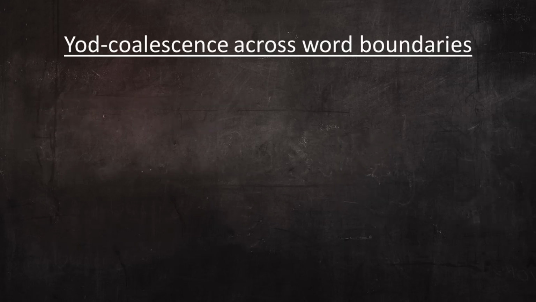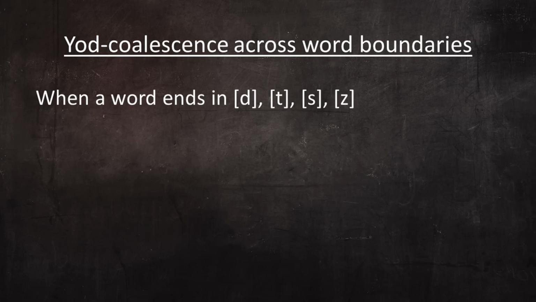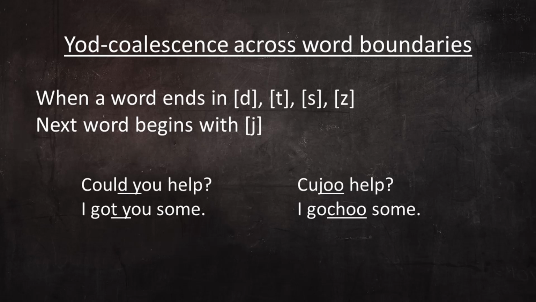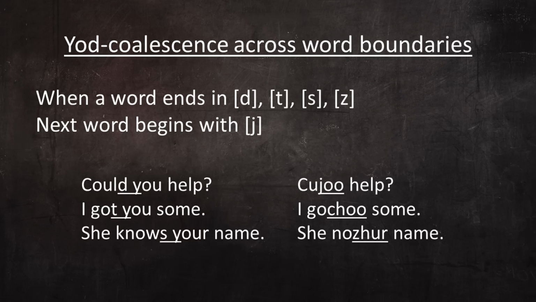In English, yod-coalescence may also occur across word boundaries when one word ends in one of these consonants and the next word begins with a y sound. Here are some examples. Could you help becomes could you help. Got you some becomes got you some. Knows your name becomes knows your name.